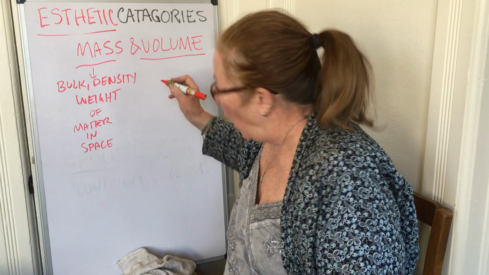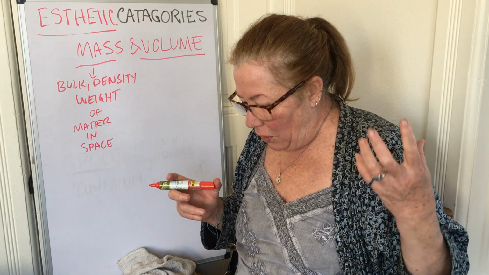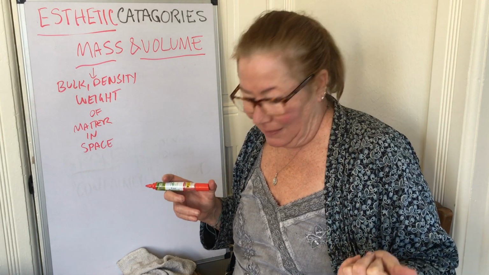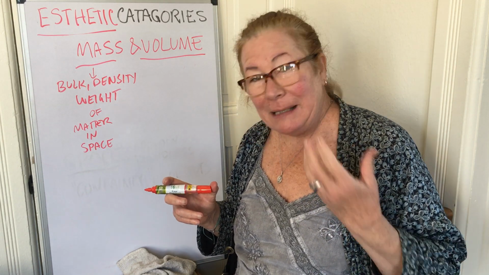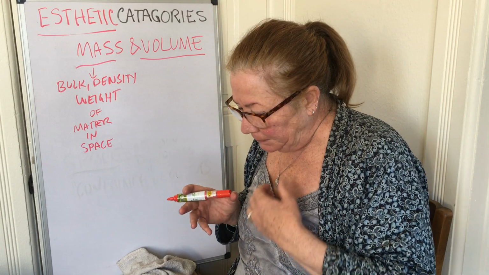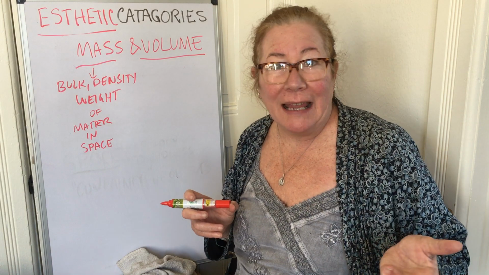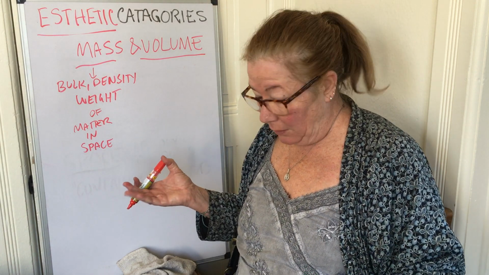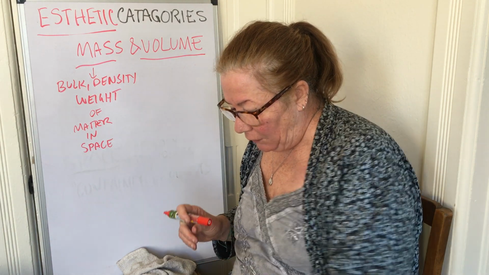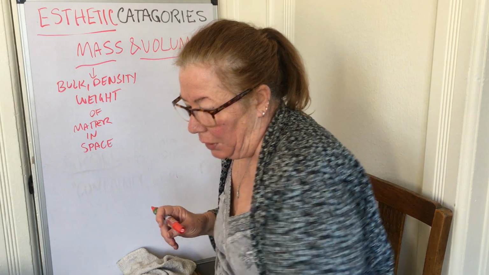Okay, so volume is the space that is organized or enclosed by mass. Okay, it could be spaces inside a building, right? Like a room inside a building, or the amount of space, say, occupied by a sculpture. Okay, volume can describe the interior and exterior of a work of art.